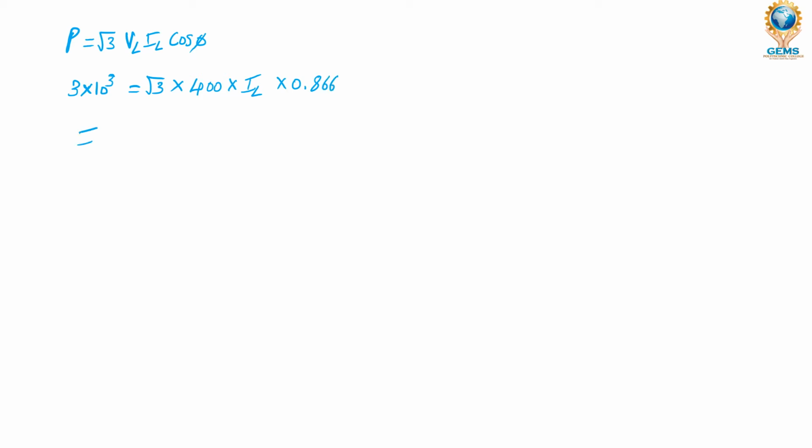If we calculate IL from here, IL equals 3 into 10 cube by root 3 into 400 into 0.866. Now we will get the current value, that is 5 amperes. This is the current value. Hence it is star connection.